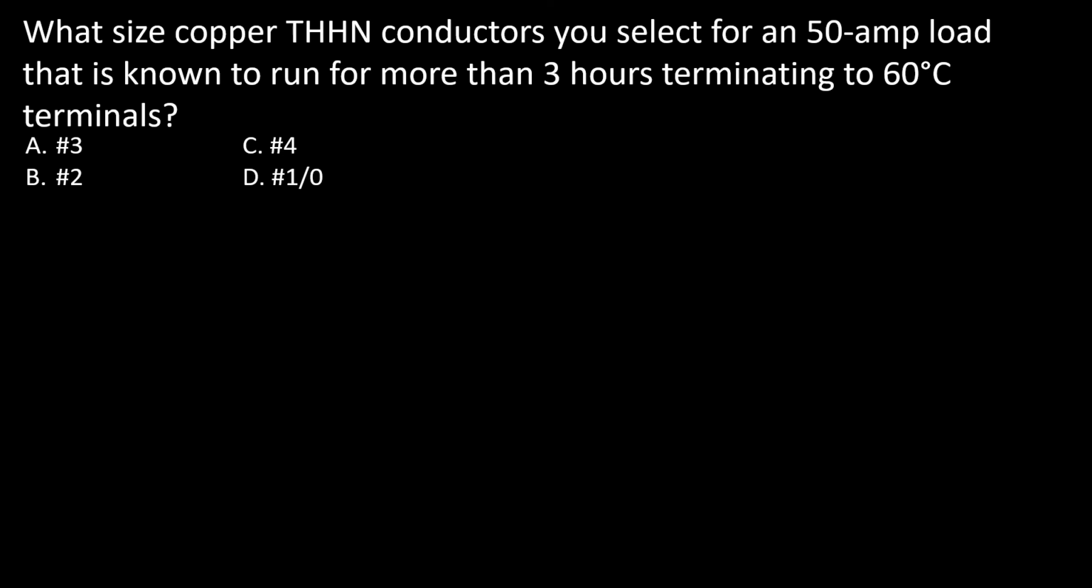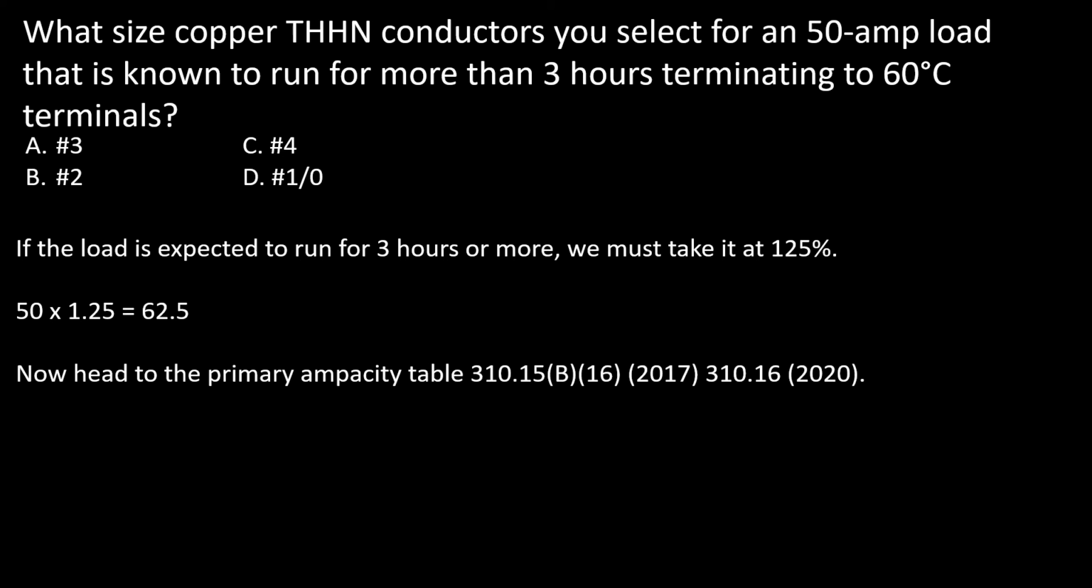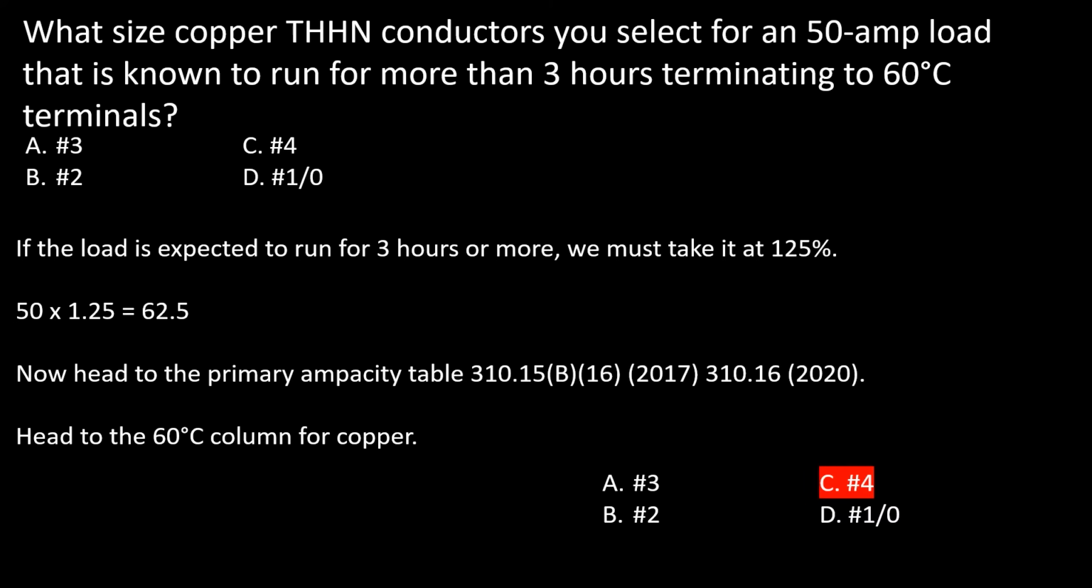What size copper THHN conductors would you select for a 50 amp load that's known to run for more than 3 hours, terminating to 60 degree C terminals? It's 3 hours or more, so we must take it at 125%. 50 multiplied by 1.25 equals 62.5. Now we're going to head to our primary ampacity table. We're going to head to the 60 degree C column because it states that we're terminating to 60 degree C terminals. We head there for copper, and we select C.